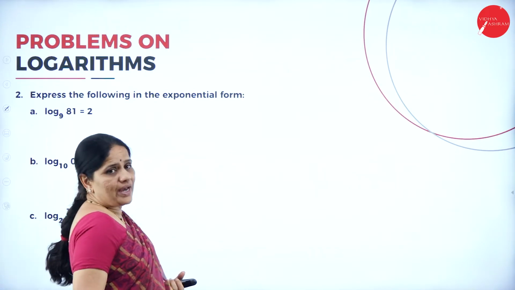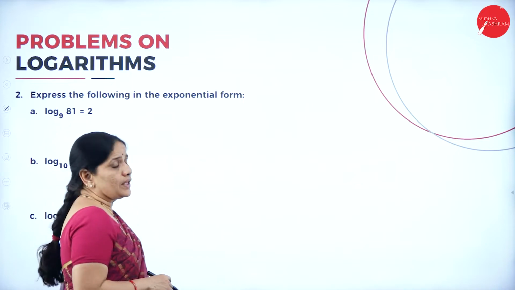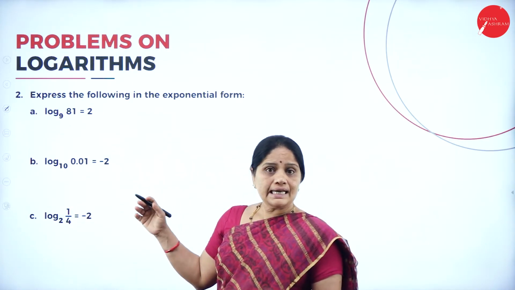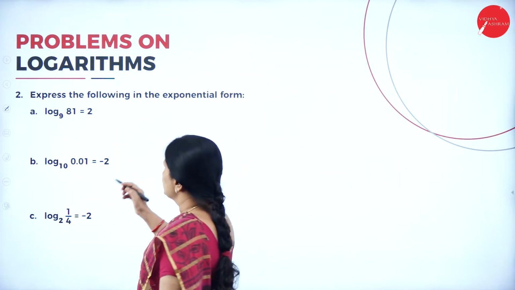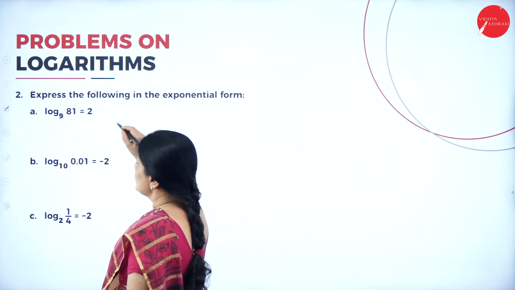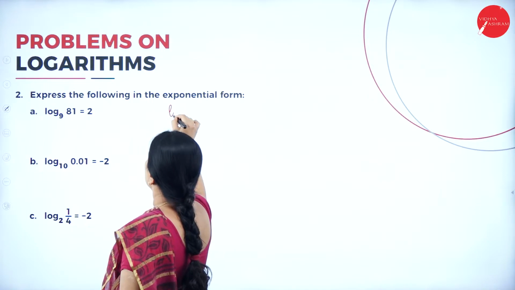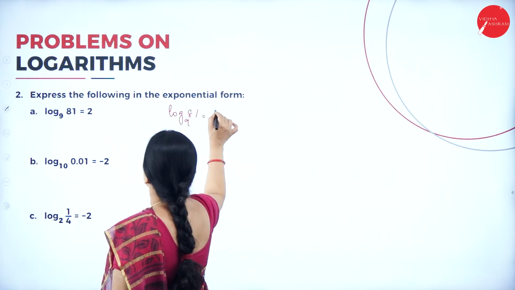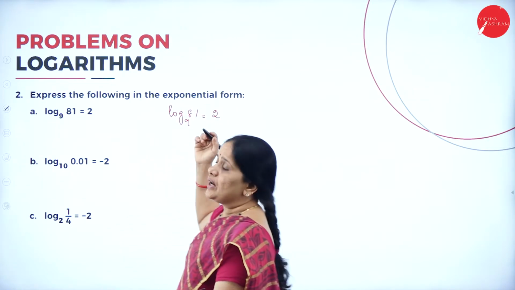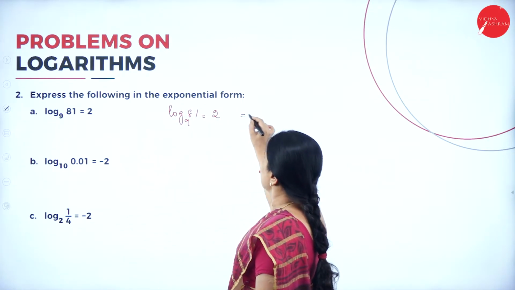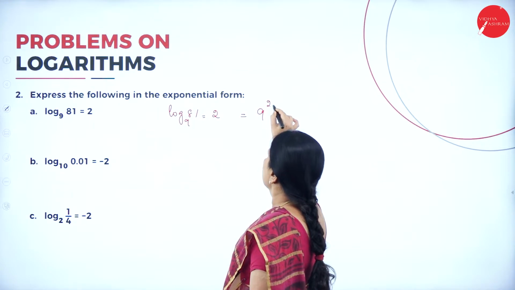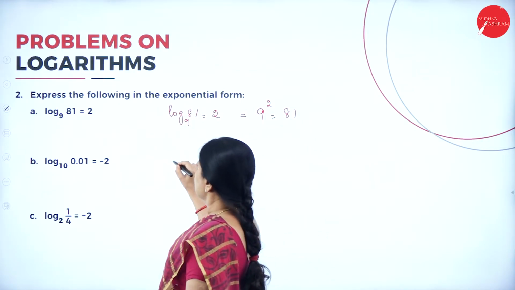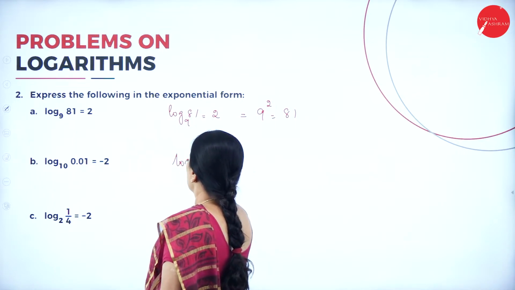Now the next one, the exponential form. When they have given it in the logarithmic form, we have to write it in the exponential form. So this will be very easy. Log 81 to the base 9 equals 2. So how do you write this as exponential form? 9 square equals 81.